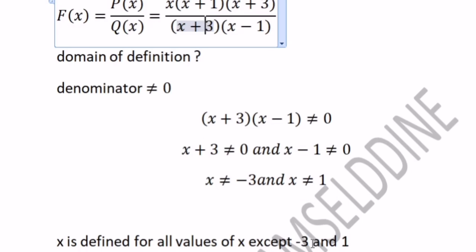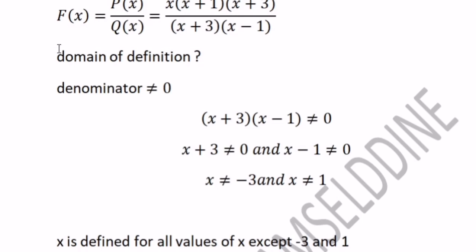Also here, if we take minus 3, we put here minus 3 substitution, we get minus 3 plus 3, so we get 0 multiplied by another quantity, so the denominator is 0. So here, 1 and minus 3 are rejected values. So we say x is defined for all values of x. X can be any number in the real numbers except 1 and minus 3.